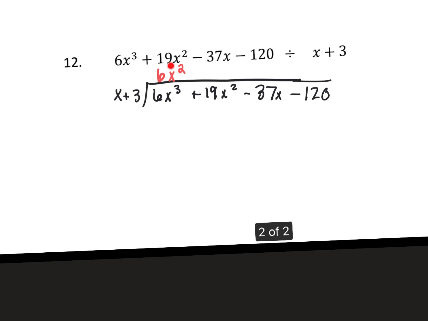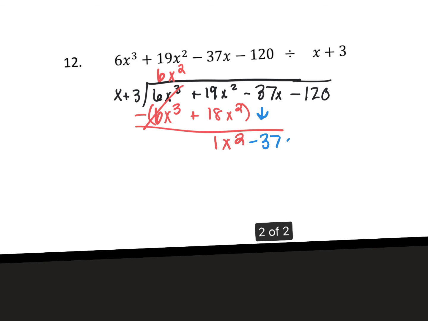Then we take that red 6x squared, multiply it by the x and the 3, and we write it here. So 6x squared times x is 6x cubed. Remember, these should match. And then 6x squared times 3 gives you a plus 18x squared. Remember, we are subtracting this. So those cancel. 19 minus 18 gives you a 1x squared. And now I'm going to bring down my minus 37x. So now I'm doing 1x squared divided by 1x. So that is just an x.